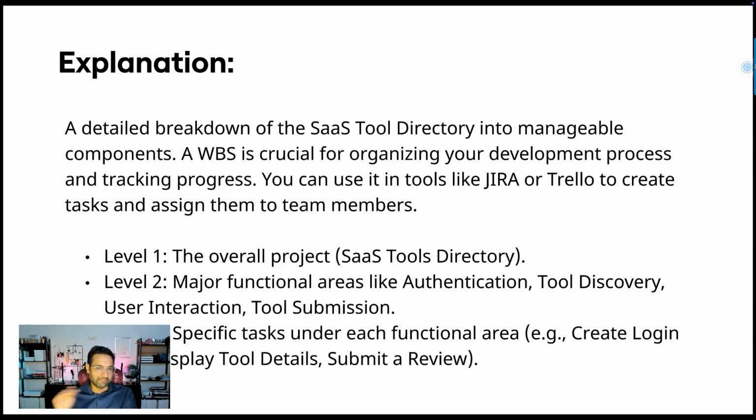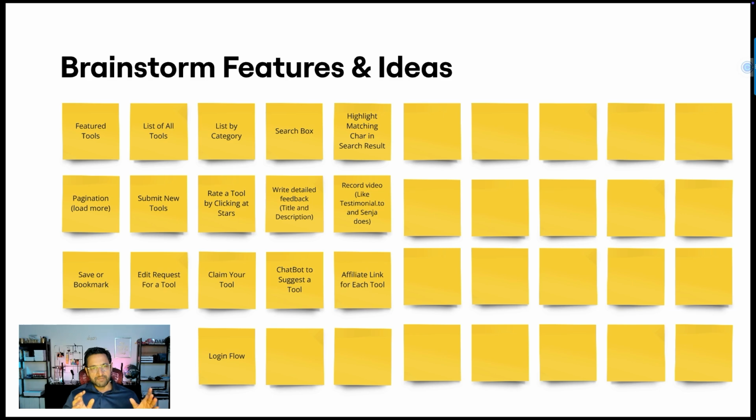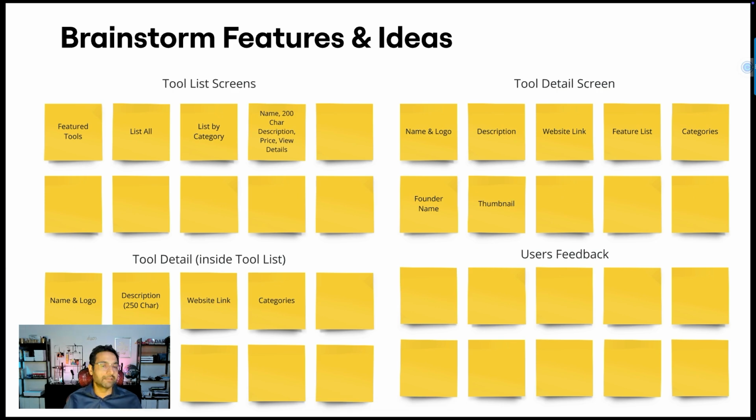So summary, level 1, overall application. Level 2, major functional areas. Level 3, specific tasks under these functional areas, and so on. If you find work breakdown structure more complex and you don't want to do that, then you can also try simple sticky notes where you can start adding different features that come to your mind, and then you can move them around to make a logical grouping like this. And it can also serve the purpose where now you have a listing of everything that you need to do.